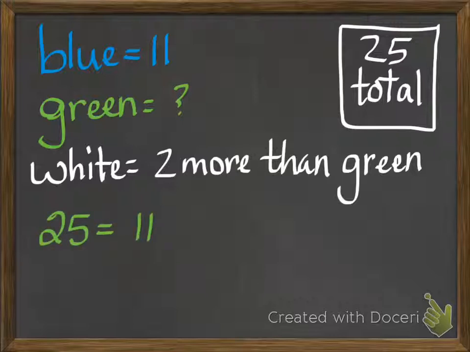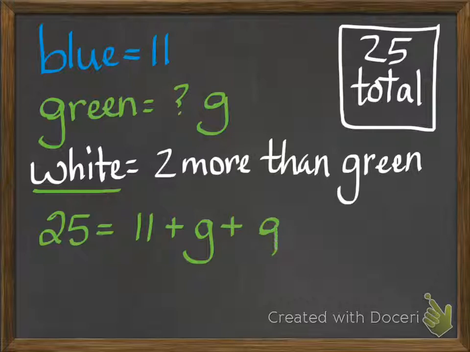I knew that 11 of them were blue, plus an amount that was green. I don't know how many green, so I'm going to put the variable g to show the green ones. And I knew that there were some that were white, right? And it's going to be 2 more than there are green, which is the same thing as green plus 2. Okay, so this g plus 2, what that really stands for is the white caps.